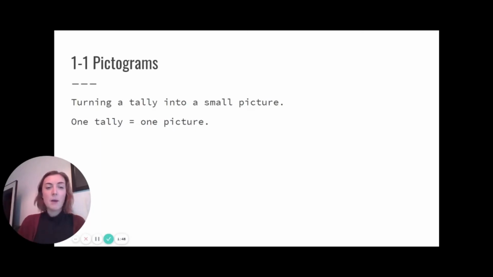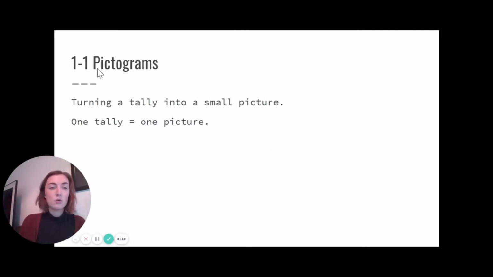Today we are learning about something called pictograms. Pictograms are another type of chart, and we turn our tally charts into pictograms. So we take a tally and we turn it into a small picture so we can really clearly see what it was that we were counting.